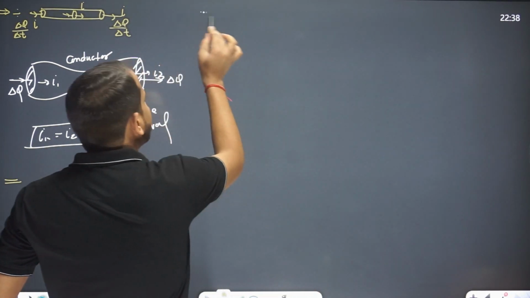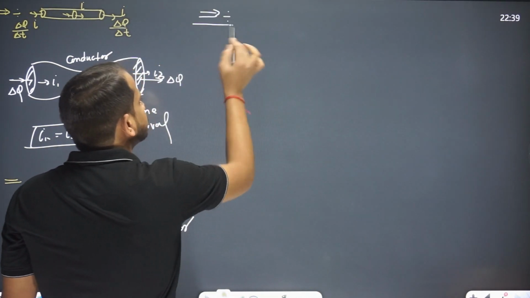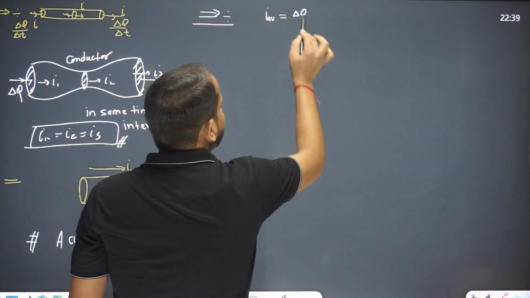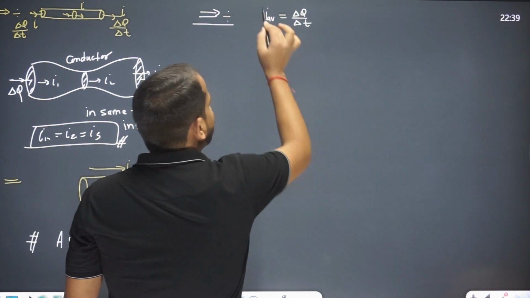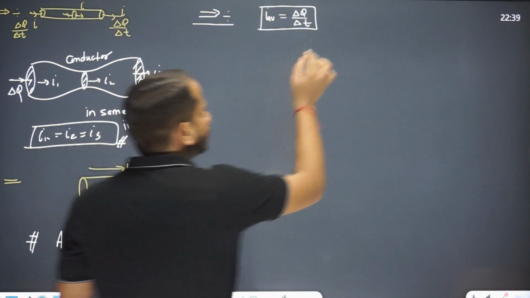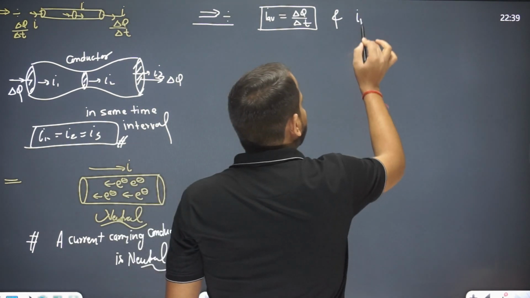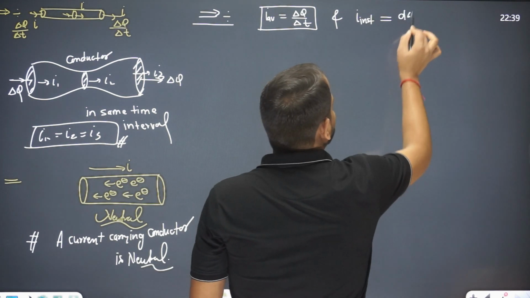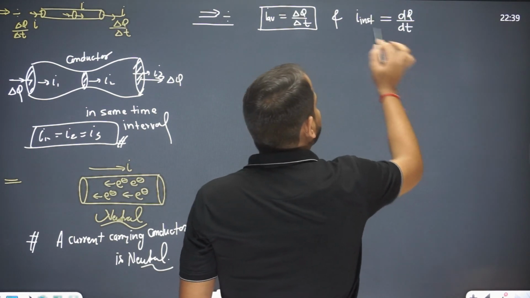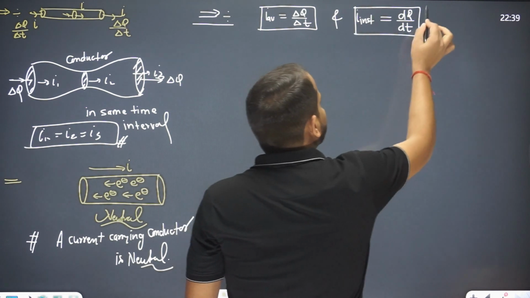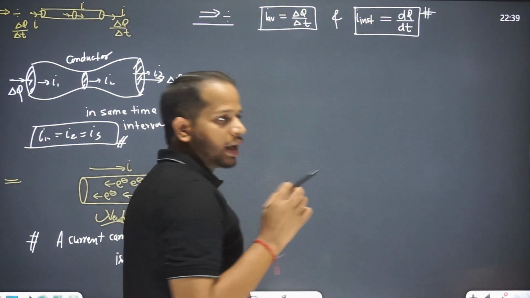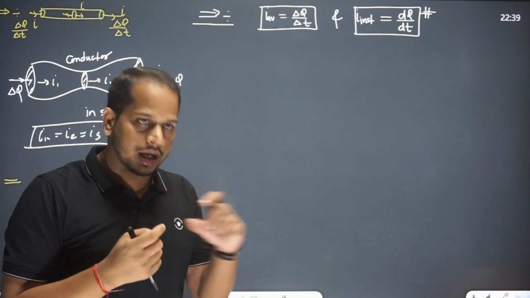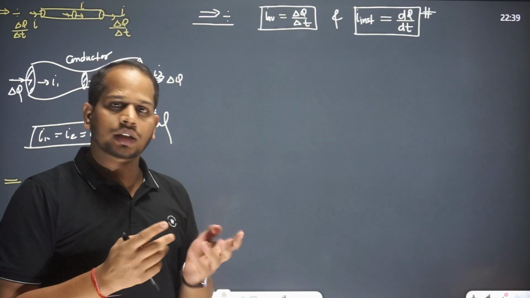Let's see. There are two types of current we have done: one is delta Q by delta T, where delta Q is for a large time interval. And the instantaneous one is dQ by dt, right? And we are saying it's a charge flow. Charge flow means not an electron flow, it's a charge flow. Any type of charge can flow, like ions, holes, electrons, anything can flow here.